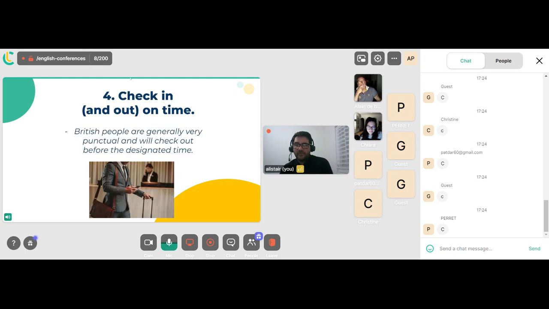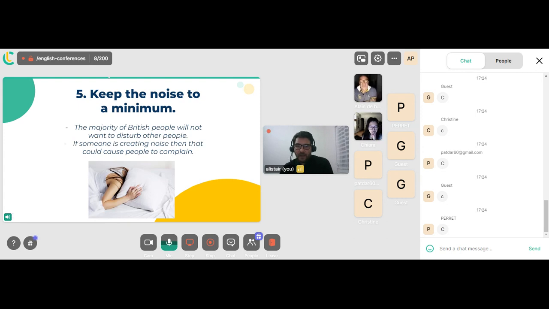And here we have check-in and check-out time. Okay, so British people are generally very punctual and will check out before the designated time. Okay, I think this is a reasonable comment to make as well about English etiquette.